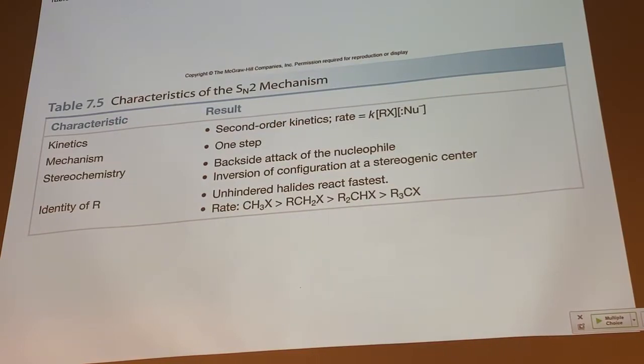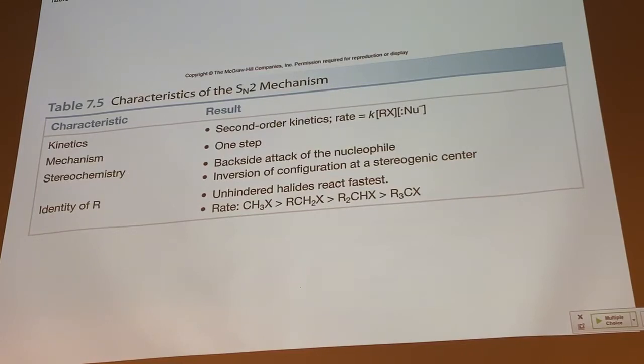The one-step mechanism explains the bimolecular kinetics. And then today we've explained why the SN2 reaction occurs with inversion of stereochemistry or backside attack. And we've also explained why less hindered alkyl halides react faster than more hindered alkyl halides. Okay? Any questions on those points?